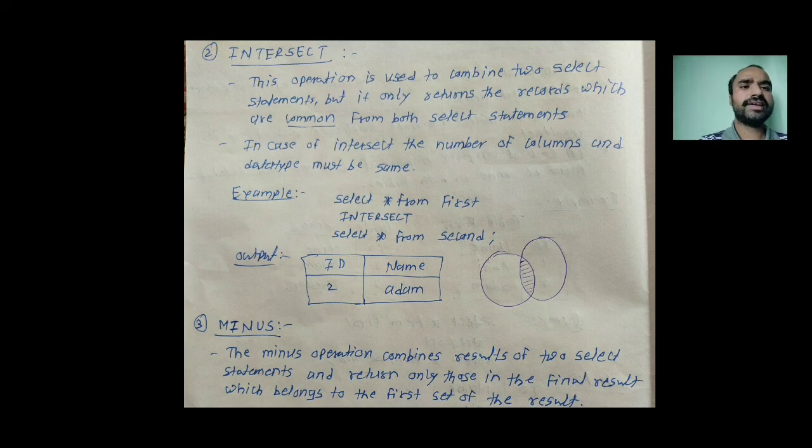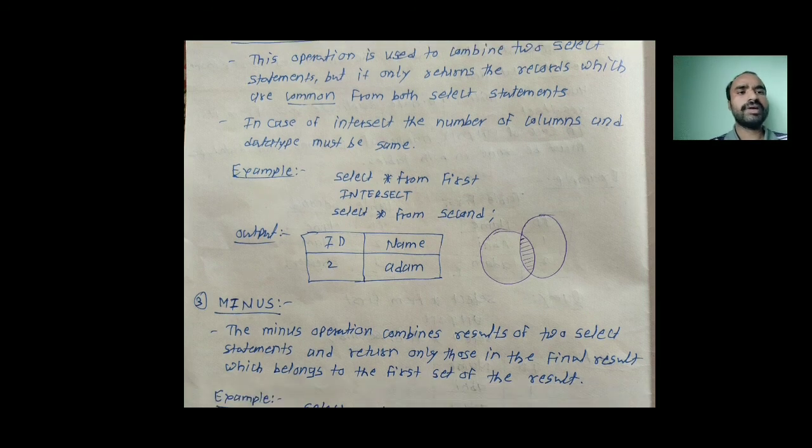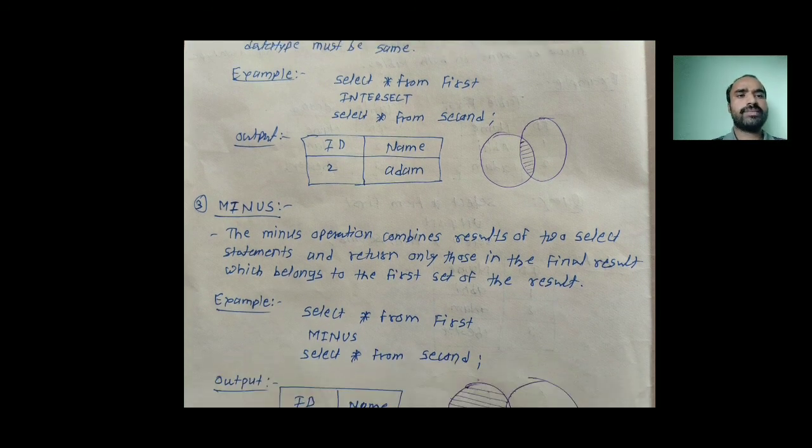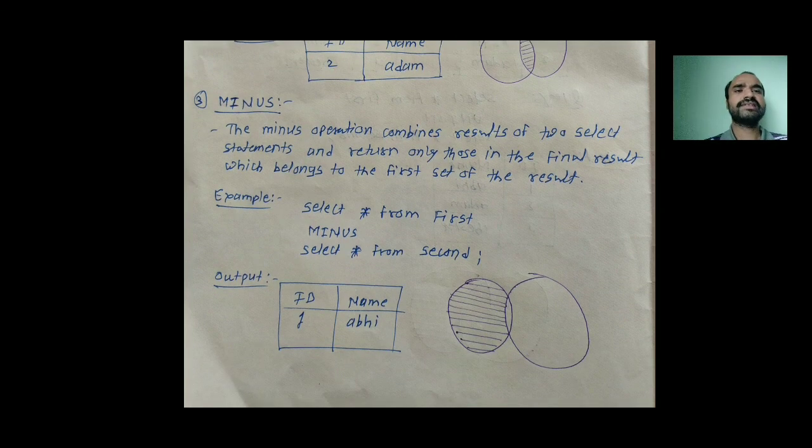In case of intersect, the number of columns and data types must be the same. Like union, here also the column names should be the same and the data types of those columns should be the same. Let us see the example. Select star from first, intersect, select star from second. So it will give the answer Adam, because in both tables only one record is common. So let us see the Venn diagram, which shows the common part in two statements or two tables.